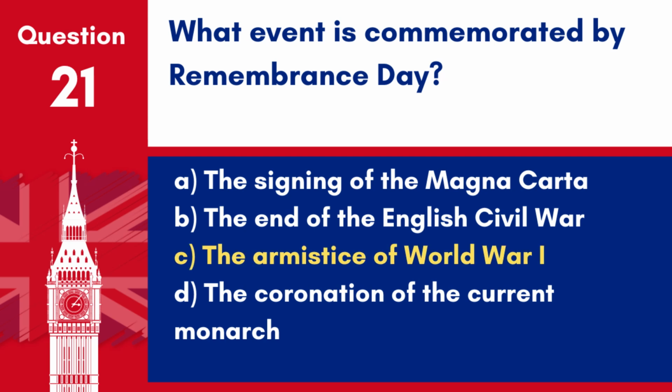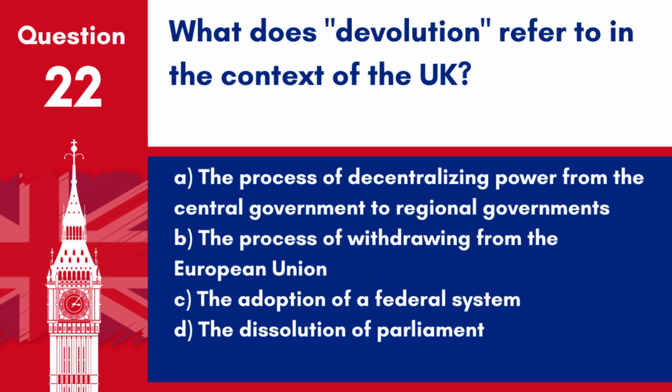Answer C. The armistice of World War I. Remembrance Day, observed on 11 November, commemorates the armistice signed between the Allies of World War I and Germany for the cessation of hostilities on the Western Front and honours armed forces members who have died in the line of duty. Question 22. What does devolution refer to in the context of the UK?